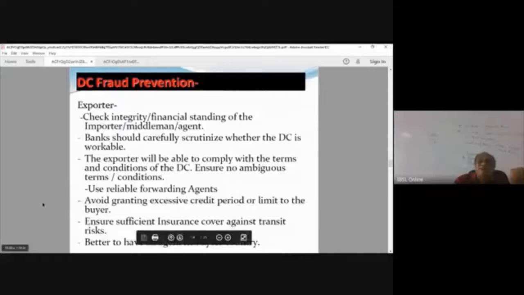Ensure sufficient insurance cover against transit risk, right? Then it is better to have an agent in the buyer's country. Better to have an agent in the buyer's country.